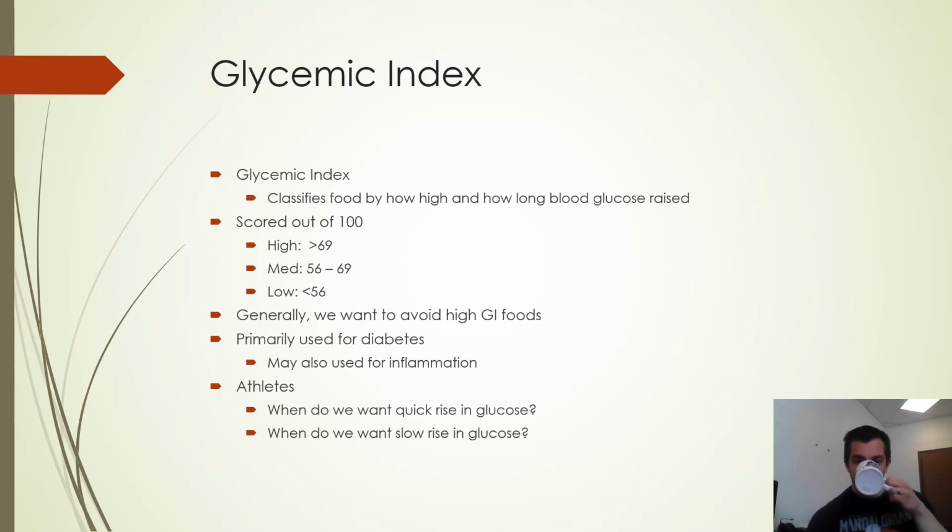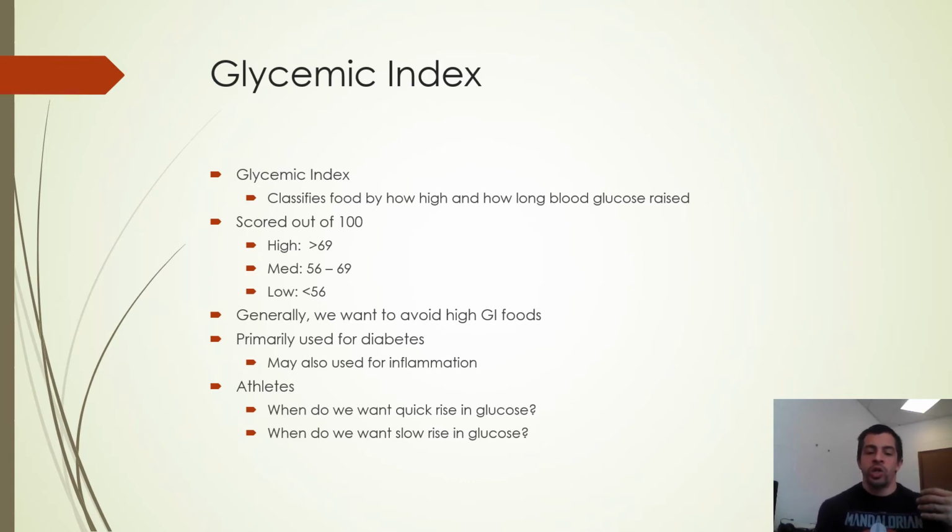Glycemic index. We have to talk about the glycemic index. It's gotten a lot of attention over the past 20, 30 years. We classify all foods as high, low, or medium on the glycemic index, and they're classified based on how high and how long our blood glucose levels are raised. Anytime you eat anything, if I eat this banana, if I eat this protein shake, it's going to cause an increase in our blood glucose levels based on what we just saw, digestion and absorption.